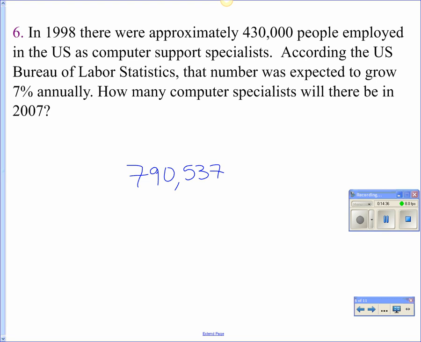$790,537. Anybody? Did you get it? All right, good. So that one was what? 430,000. 1 plus 0.07 to the what? What was the power? 9. Okay, so to the 9th power. Type that in your calculator and you got that. Good. Very good.